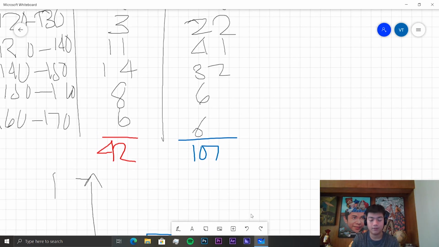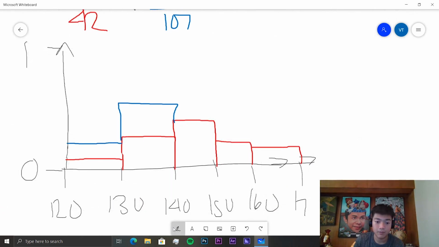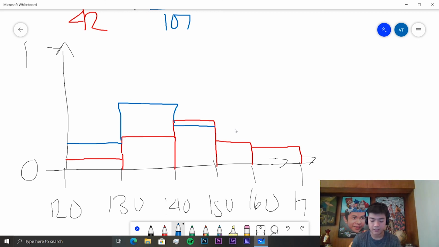Next, we have 32 kids out of the 107 were from this middle height. So 32 is around 30%, so it's like around there. And then finally we have 6 and 6. So 6 over 107 is around 5%. So it's even less than the other two.